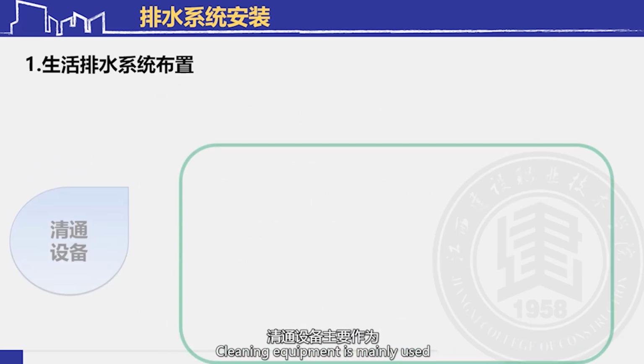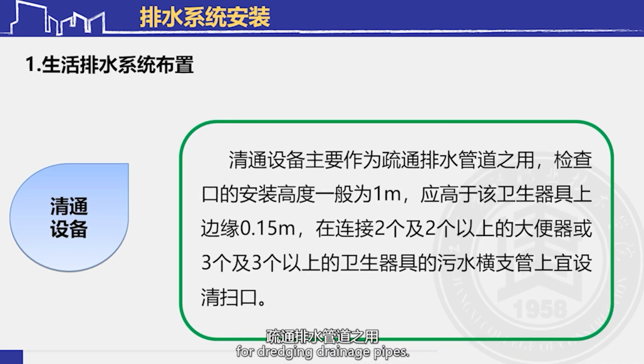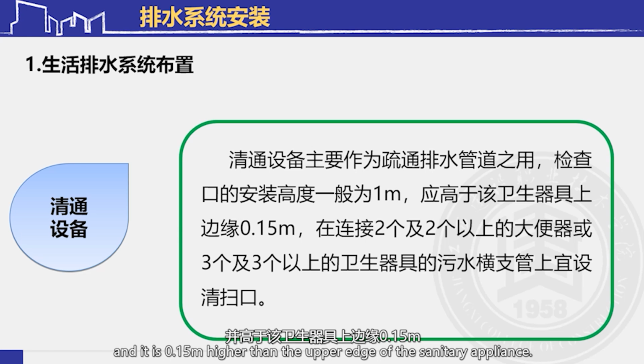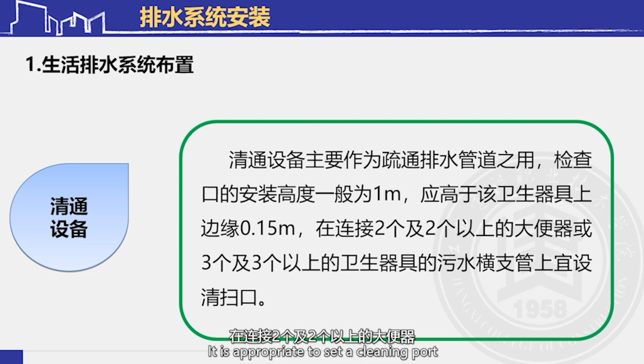Cleaning equipment is mainly used for dredging drainage pipes. The installation height of the inspection port is generally 1 meter, and it is 0.15 meter higher than the upper edge of the sanitary appliance. It is appropriate to set a cleaning port on the sewage cross branch pipe, connecting 2 or more toilets, or 3 or more sanitary appliances.